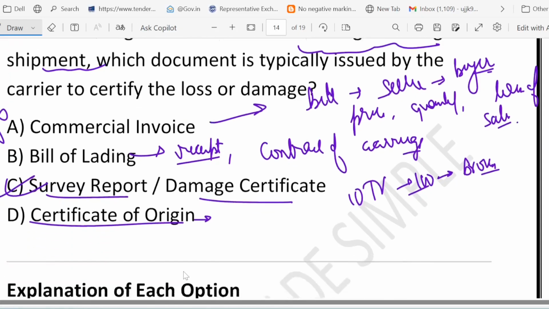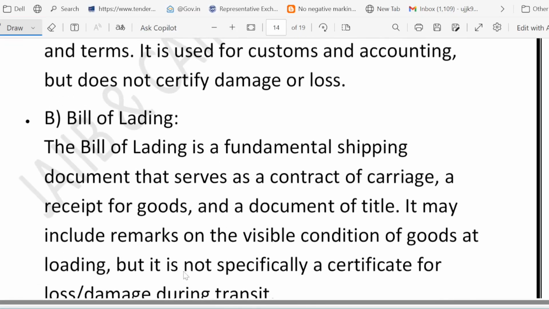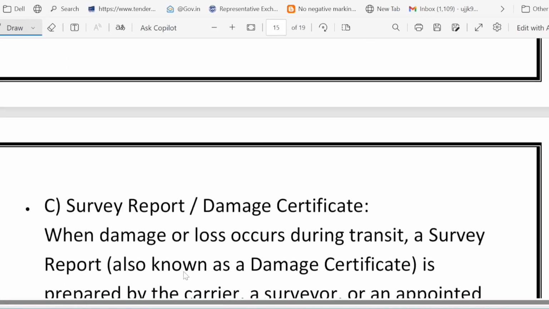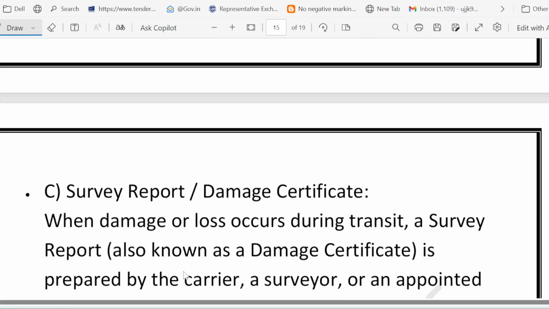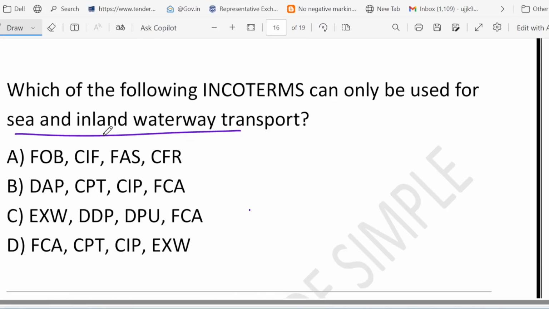So let's summarize. The correct answer is option C. I told you a commercial invoice is a seller's bill with pricing details. Bill of lading is contract plus receipt plus title, not damage proof. Then a survey report or damage certificate is official proof of loss or damage. It is required for an insurance claim.